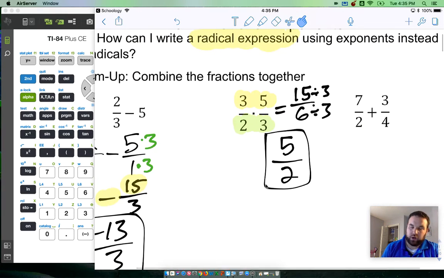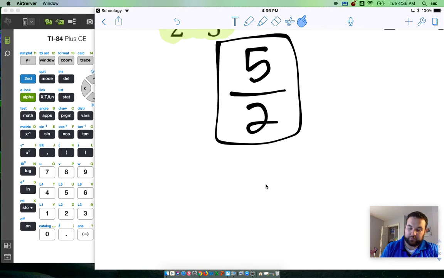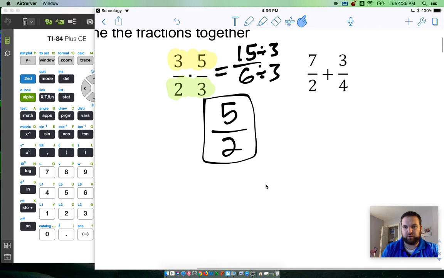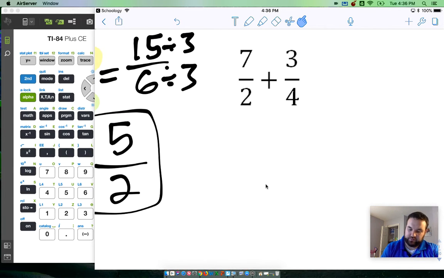And again, we're not going to turn that into 2.5. Some of you have learned to write improper fractions as mixed numbers, but we're going to leave it. If you have an answer of 5/2, it's just a lot easier to do algebra if we keep it 5/2.